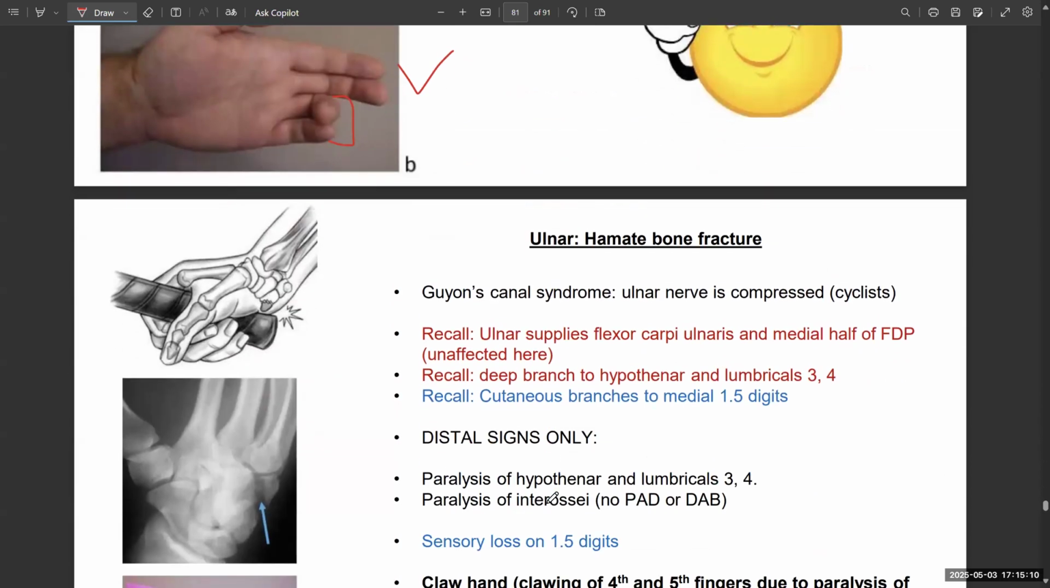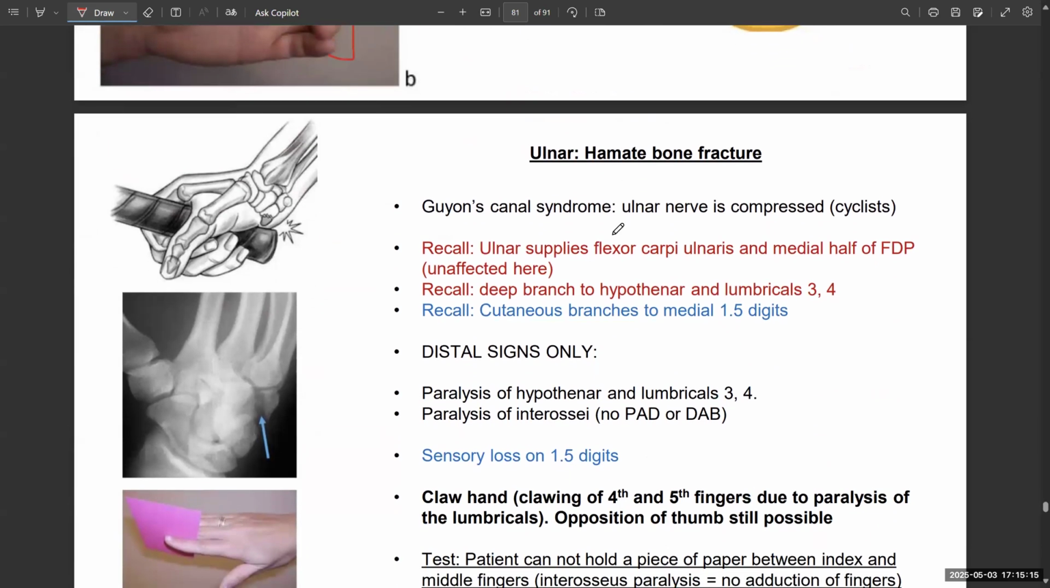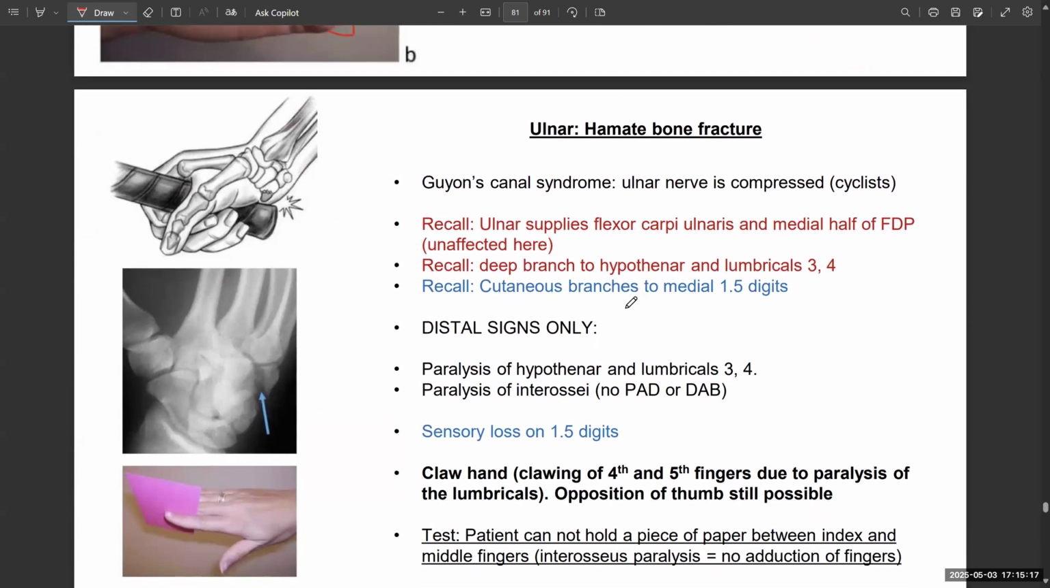Then we move on to the hamate bone fracture. So we're almost done. So stay locked in. Almost done. We have Guyon's, I'm not sure how to pronounce this, but Guyon's canal syndrome, where the ulnar nerve is compressed. And usually this happens because of repetitive movements. You have cyclists, when they hold the handle of the bar, they're prone to get this canal syndrome.